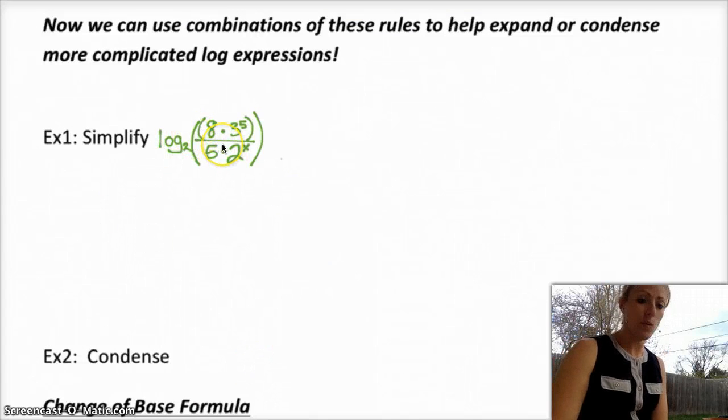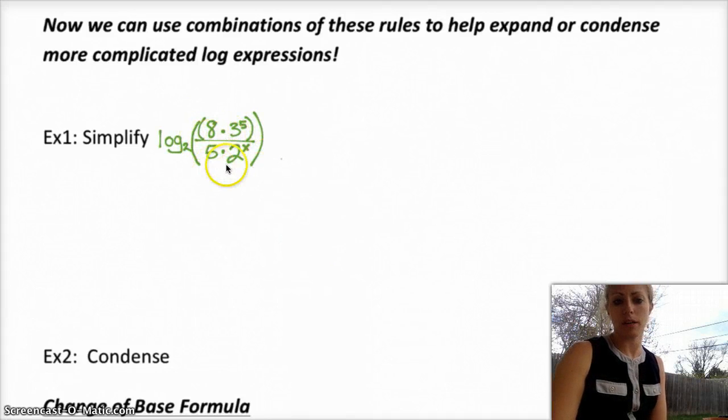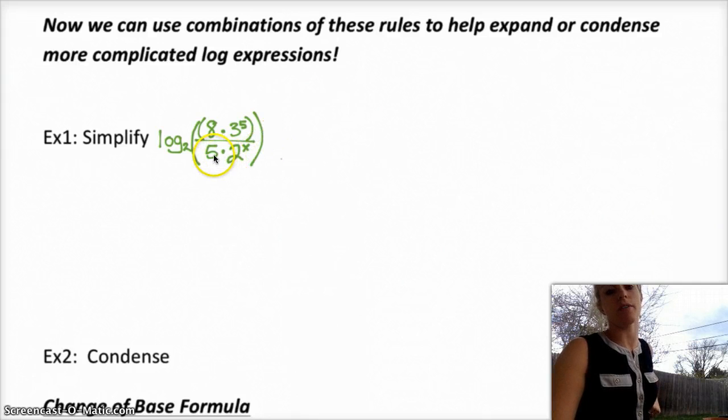So what I see is two things separated by division. So that's the first operation that I really see. So you have 8 times 3 to the 5th divided by 5 times 2 to the x. So I'm going to start with the quotient rule. So I'm going to take log base 2 of 8 times 3 to the 5th, and I'm going to subtract log base 2 of 5 times 2 to the x.